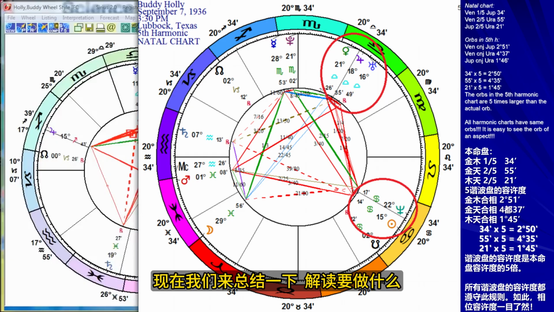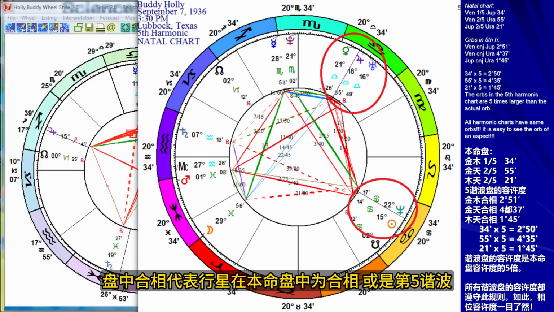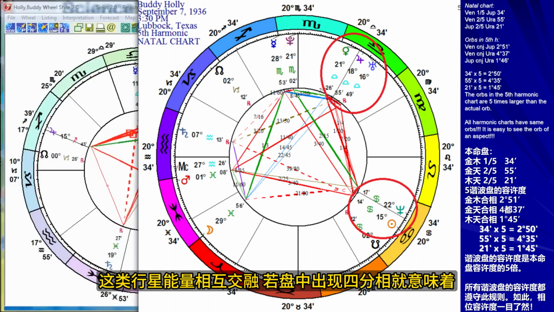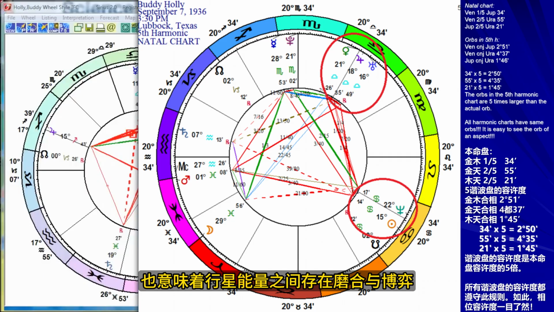Now, let me summarize. What you do is you bring up a harmonic chart, and the 5th harmonic chart, for example, will tell you how the person plays. You look for conjunctions. That will mean the planets are either conjunct or in that harmonic. In the 5th harmonic means they're 1/5 or 2/5, and those planets are playing together. If there's a square, it means the person's driven to achieve something, to do something, to overcome something, to struggle with something.